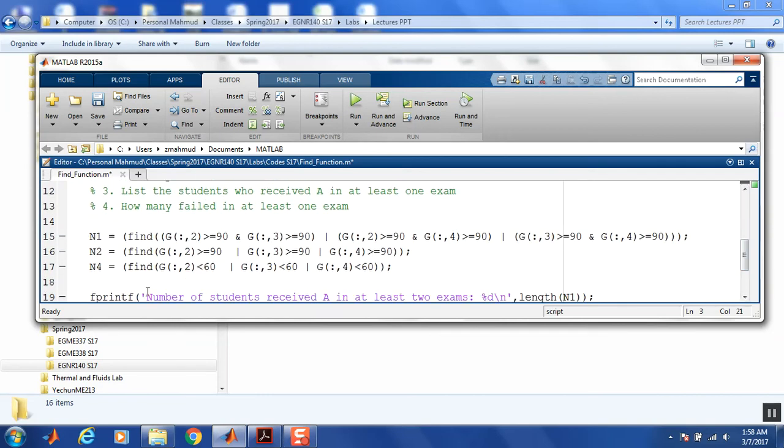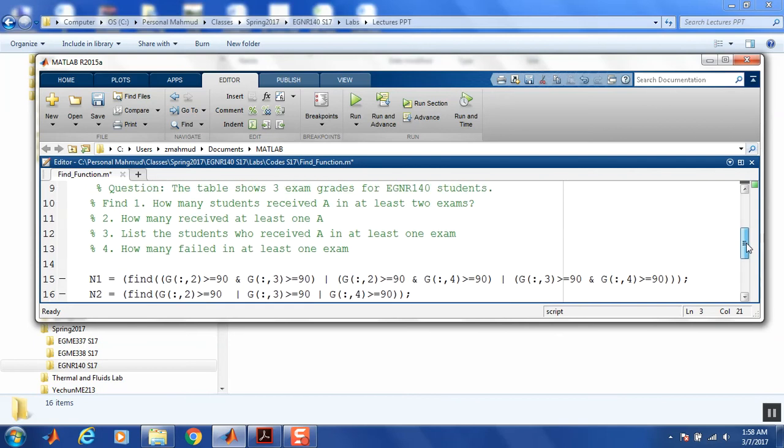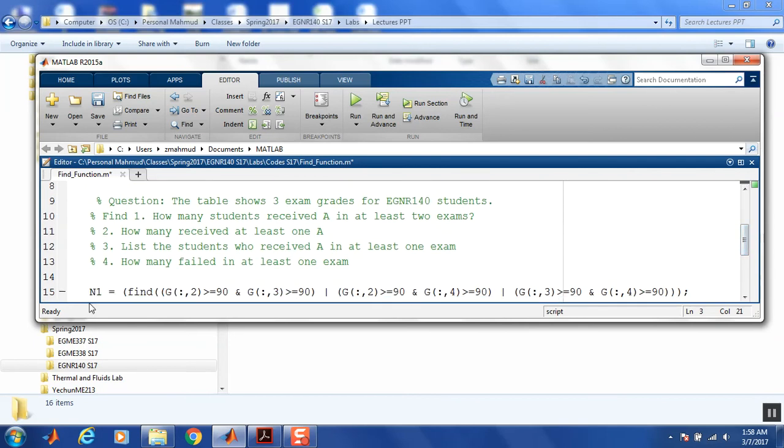So this is how I have done it here. I will just show one at a time. Here N1, I wanted to make it as if it's question number 1. So with find, I'm comparing the second column of G. I'm saying that the second column of G is greater than or equal to 90, which is A, and the third column of G is greater than 90. So column 2 and column 3 are both greater than 90. That is my one combination, which means test number 1 and test number 2.